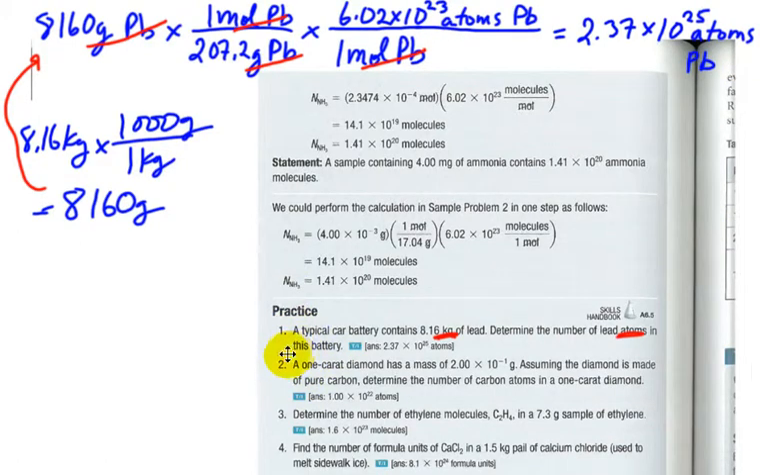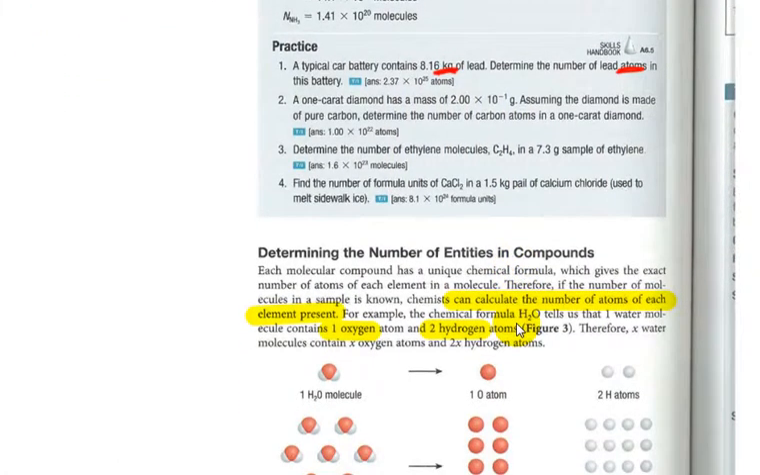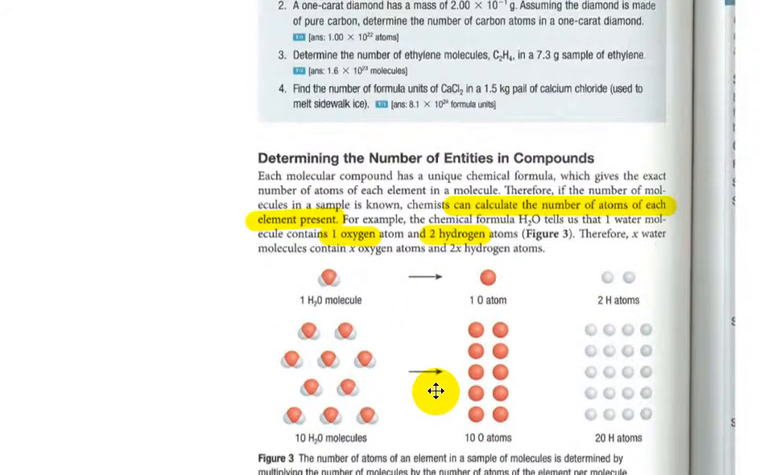Hopefully you had a chance to do at least one of these practice questions and to see if you were able to do that two-step conversion. Now we'll look at just adding one extra thing to that two-step conversion. Possibly you're dealing with a compound and you want to figure out how many individual atoms are in that compound.